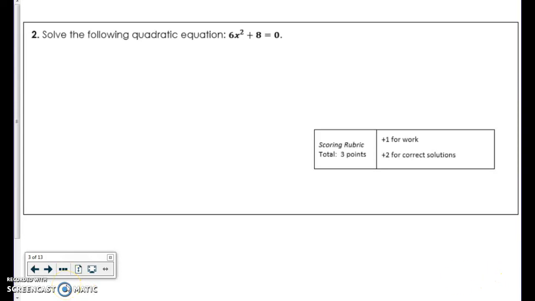Solve the following quadratic equation. 6x squared plus 8 equals 0. To solve this, we are going to use our quadratic equation.